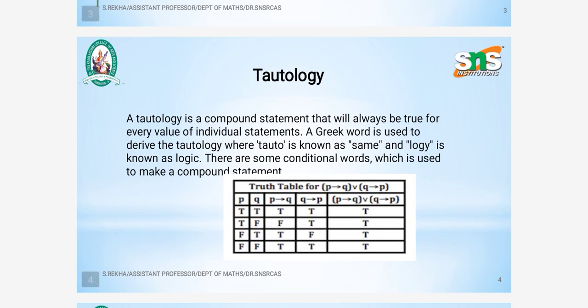Next we can discuss the concept of tautology. What is tautology? A tautology is a compound sentence that is always true. If you apply the statement to each individual case and all the answers are true, we say that statement is a tautology. In Greek, it comes from tauto and logy. So this is a compound sentence.